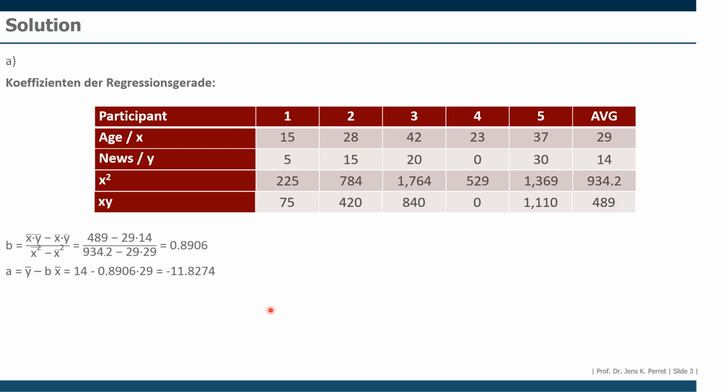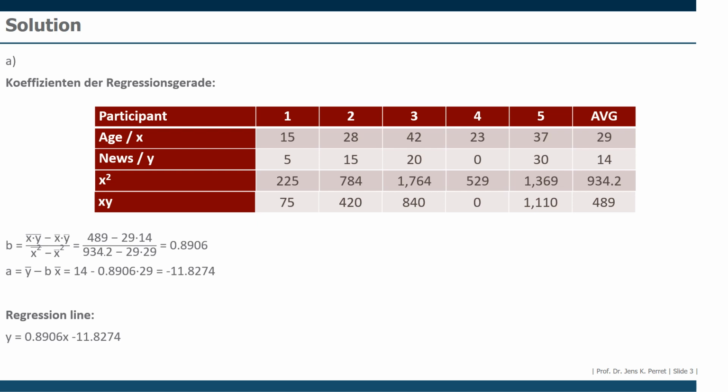Which gives us in total for the intercept a value of minus 11.8274. That's everything we need for the regression line, which can then be stated as follows. So that's our regression line, that's the line we're going to use in the next context. Well, that was already part 1, so we can continue with the second part.